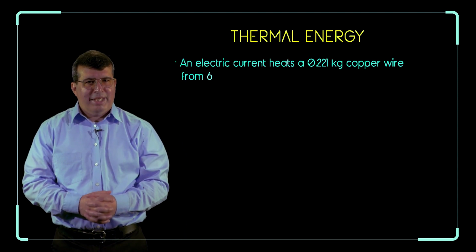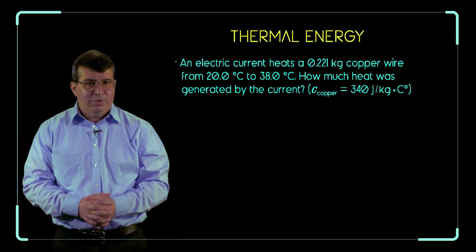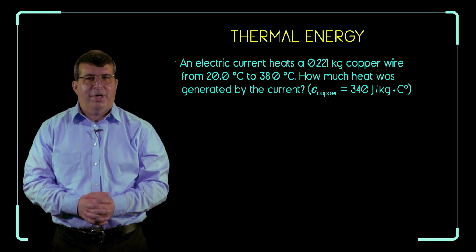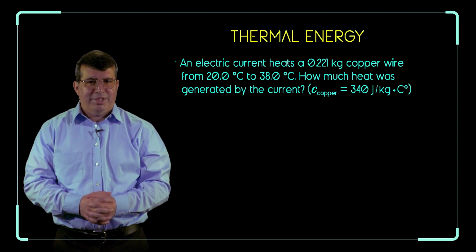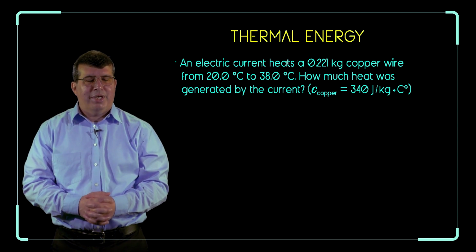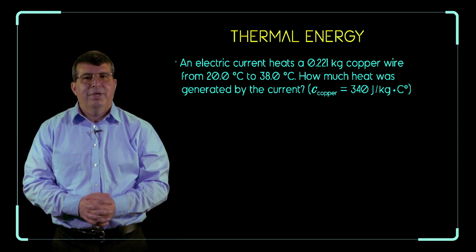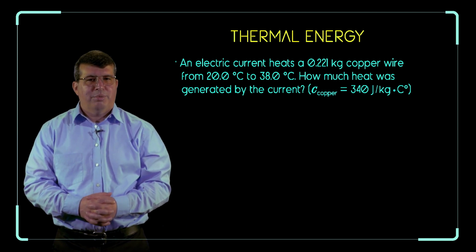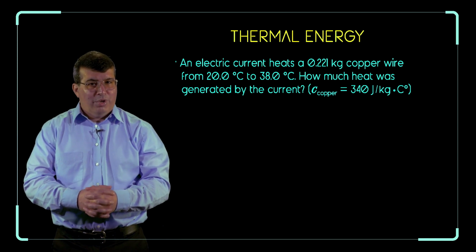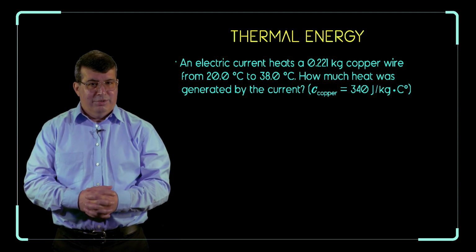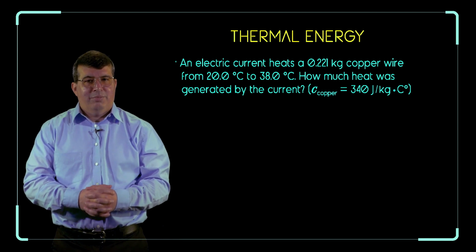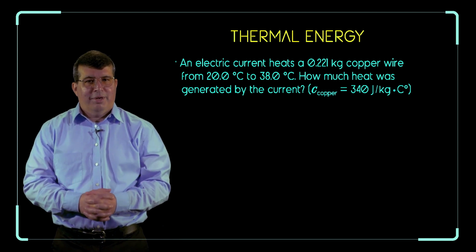Here's our first question. An electric current heats a 0.221 kilogram copper wire from 20 degrees C to 38 degrees C. How much heat was generated by the current? The specific heat capacity of copper is 340 joules per kilogram degrees C. So I would like you to pause and work on this and do as much as you can, and then when you're ready to see me work it, come back.